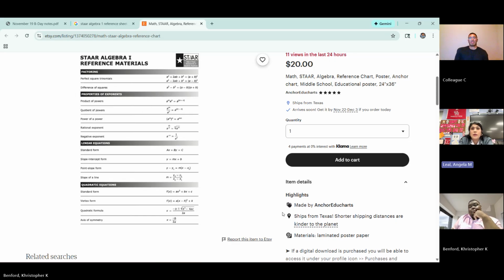Is there any formulas that they need to know or memorize that aren't on that sheet, or they're all provided? They're mainly all provided. They just have to know how to manipulate them, like how to isolate x or y. There's not a formula on here that says here's how to find the x-intercept. They need to be able to manipulate the equation to find the x-intercept.